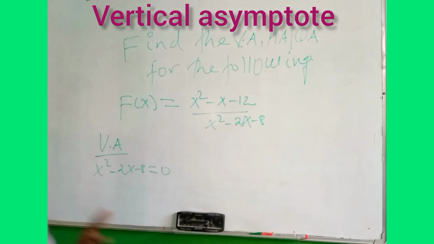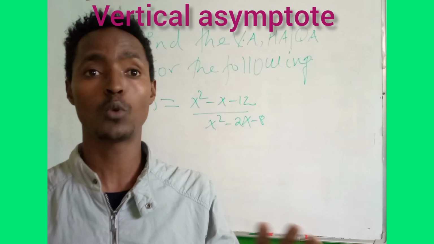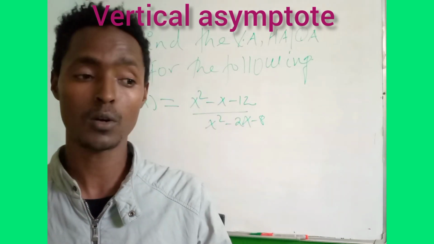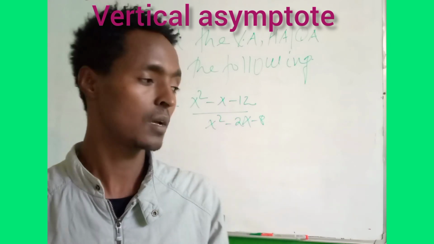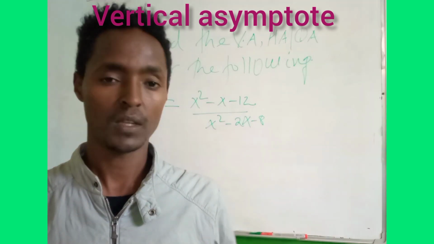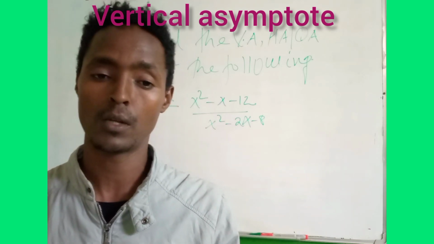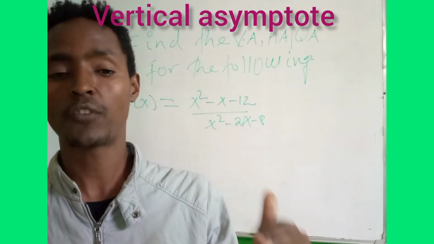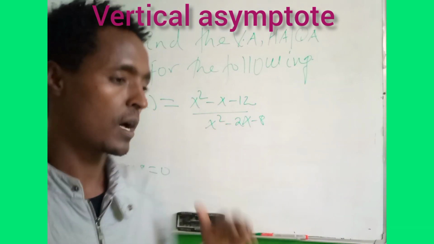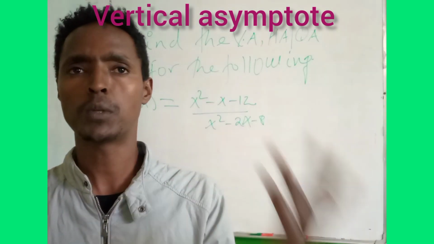As you can observe, this is a quadratic equation. Any quadratic equation can be solved by 3 basic methods. The first one is the factorization method. If the equation can be solved by factorization, we can factorize it. If it is not factorizable, we can use the quadratic formula, or we can use the complete square method.